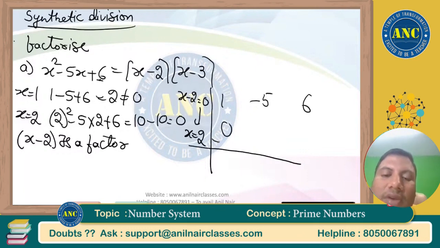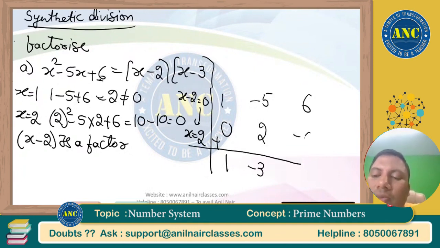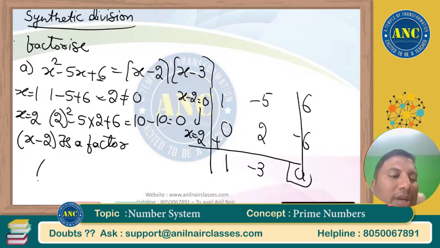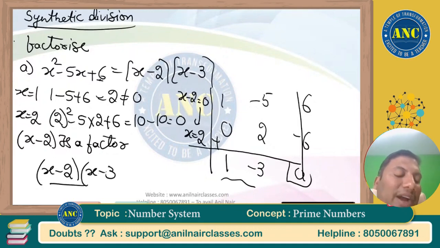Start with 0. 1 plus 0, 1. 1 2s are 2. Minus 5 plus 2, minus 3. 2 into minus 3, minus 6. 6 minus 6 is 0. That means one factor is x minus 2, and another is x minus 3. Extremely useful for degree 3, degree 4. For degree 2, if you can factorize it, you can use that concept. x minus 2 into x minus 3.